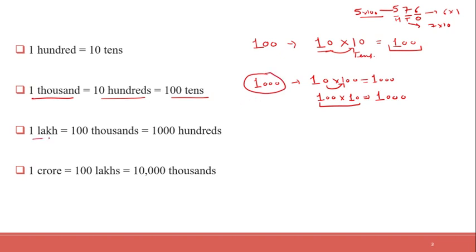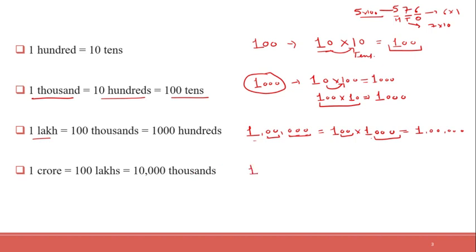Okay. Similarly, how to write 1 lakh? Ones, tens, 100, 1000, 10,000, and then a lakh. So we can also write it as 100 into 1000. We can also compare the number of zeros. Here it has 3 zeros, then 2 zeros. Similarly, 2 zeros and 3 zeros together, they'll make 1 lakh only.